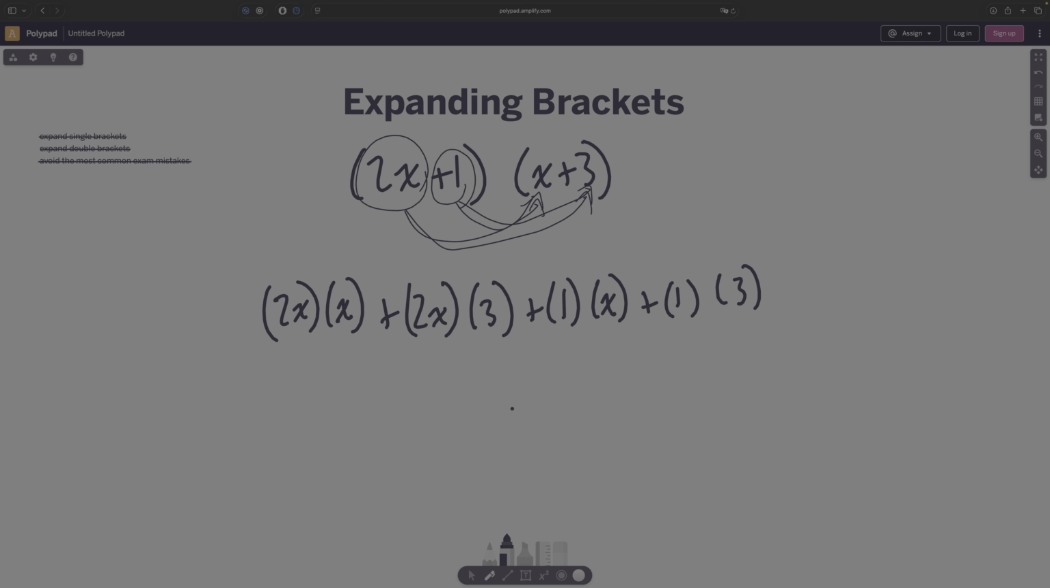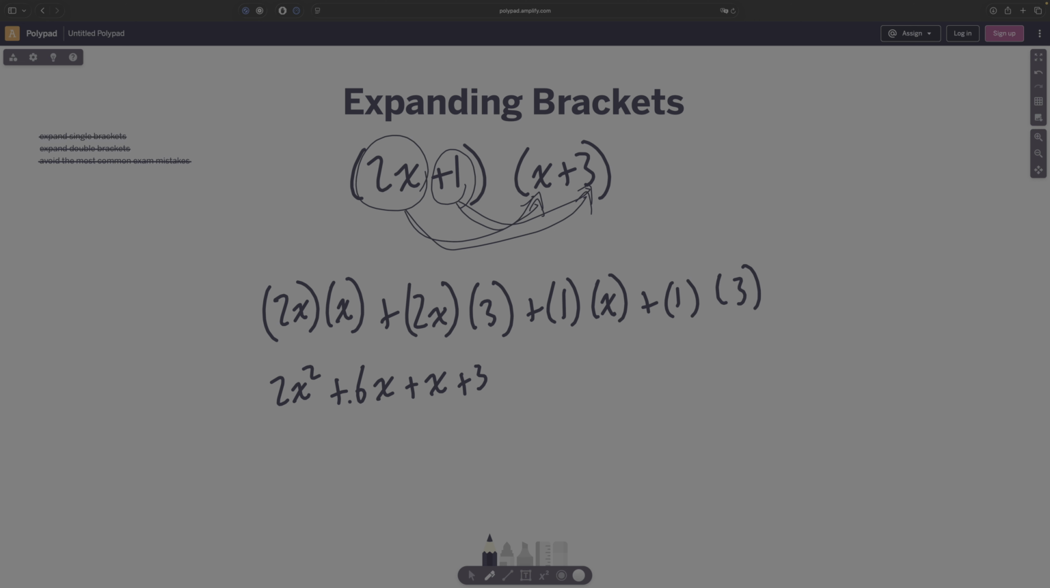To avoid the common mistakes we talked about in exams, try writing out everything in front of you like so. Even though it seems easy, a small error in any question could lead to a wrong answer and one less mark in your exam. So 2x multiplied by x, this is 2x squared. 2x multiplied by 3, that is 6x. 1 multiplied by x is just x. 1 multiplied by 3 is 3.